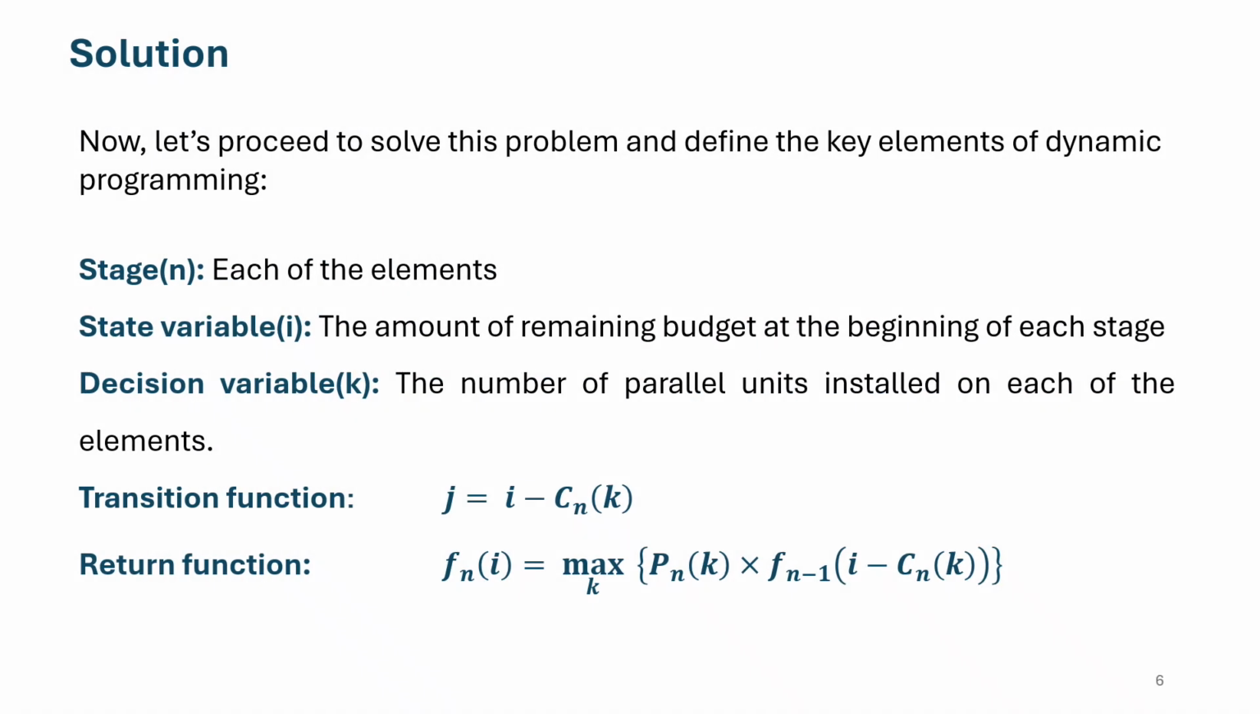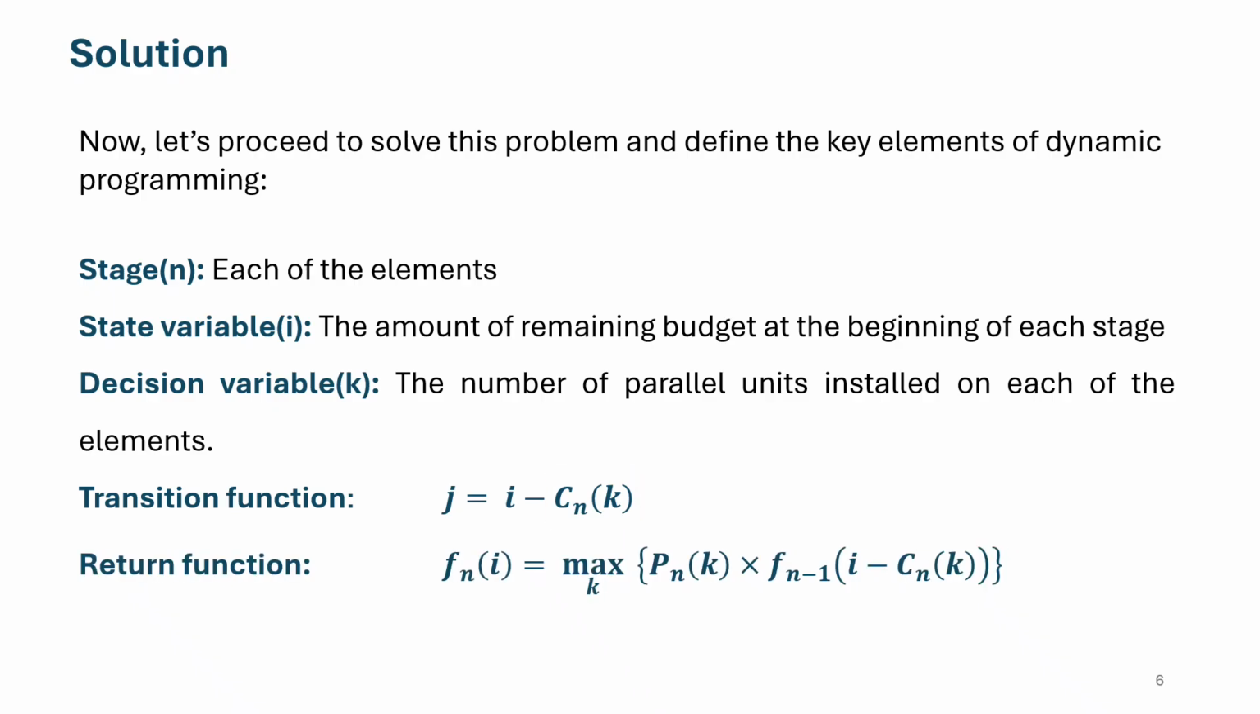To address our optimization challenge, we define the following core elements of dynamic programming. Stage n. This represents each of the 4 distinct components in our system. State variable I. This is the amount of remaining budget we possess at the outset of each stage. Decision variable K. This refers to the number of parallel units selected for installation within the current component. Transition function. This function determines how the state changes. The new budget for the next stage is calculated by taking the current budget, I, and subtracting the cost of the current decision, which is represented as C sub n of k.